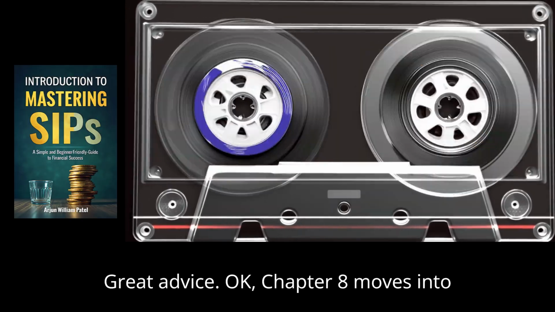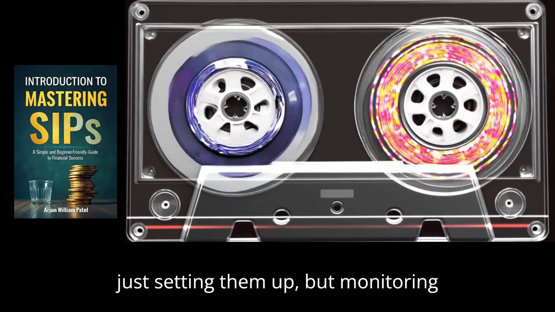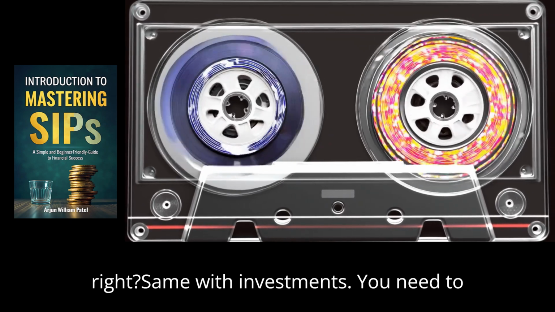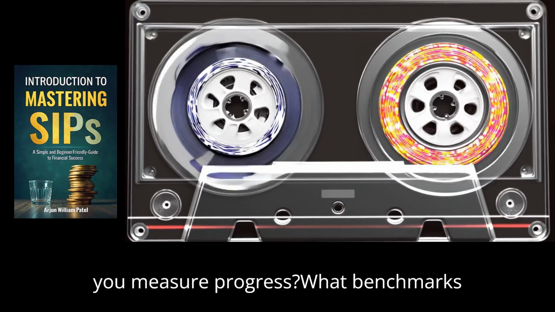Great advice. Okay, Chapter 8 moves into tracking and reviewing your SIPs, not just setting them up, but monitoring them. Absolutely crucial. You wouldn't plant a garden and never check on it, right? Same with investments. You need to track progress towards your goals. How do you measure progress? What benchmarks should you use?